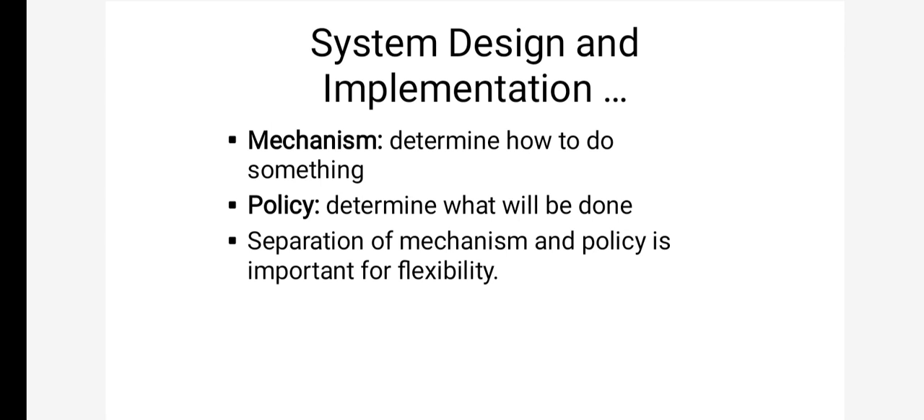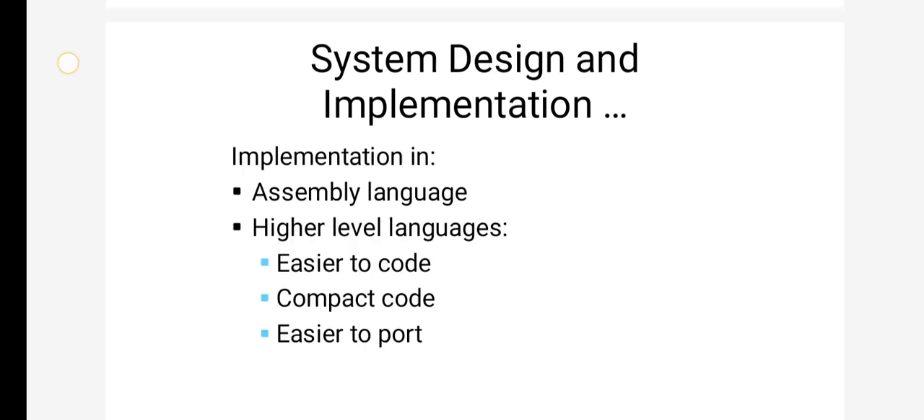Mechanism determines how to do something. Policy determines what will be done. Separation of mechanism and policy is important for flexibility. Now we shall go to the next topic, system implementation. It includes two parts, assembly language and higher level language. In a higher level language, we study that it is easier to code, compact code, and easier to port.